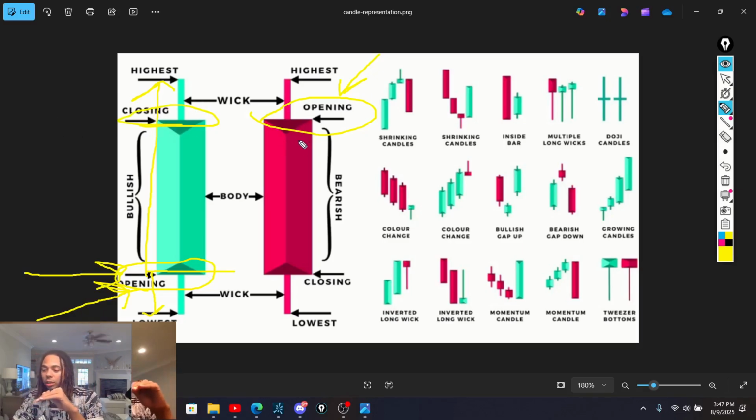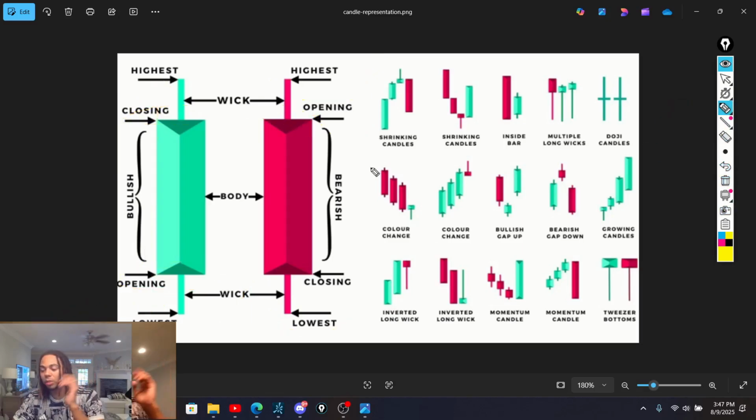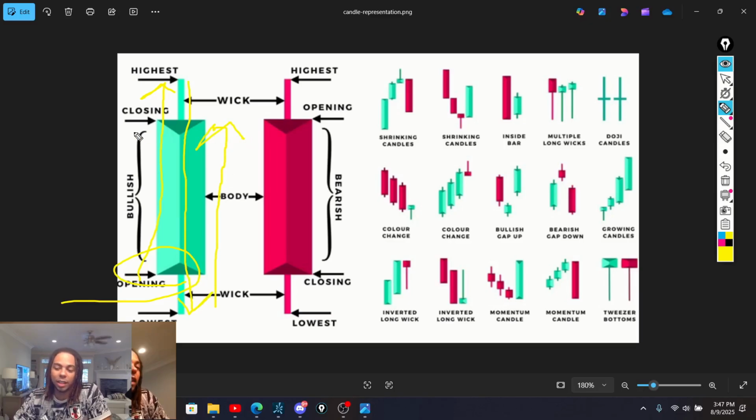Same thing on the downward: it opened here. At some point in time, it went up here. And then at some point in time, it went all the way down here to the lowest. And by the end of whatever time frame you're looking at, it closes here. So some wild moves could be you open here, you go all the way up here, but then you go all the way down here, and then you end all the way back up here. That is possible too. That is the least likely scenario.